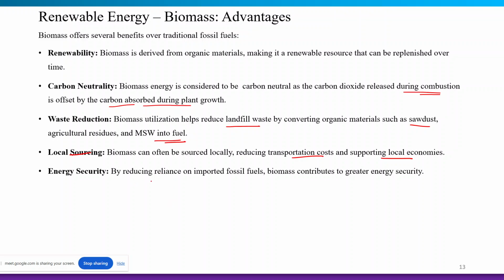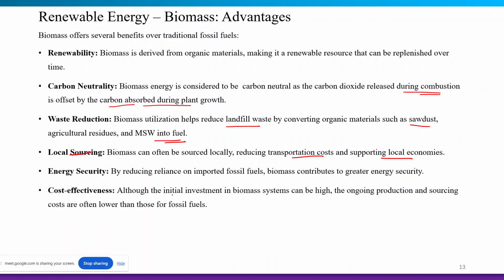Energy security also: by reducing the reliance on imported fossil fuels, biomass contributes to greater energy security. In the long term, because biomass production is happening in a locally sourced way, it gives more security because it is a sustainable way. Fossil fuel is in the process of depletion, right? The consumption is depleting it, because the source is depleting. In that aspect, biomass is a never-ending process. We are producing a lot of biomass every day, and there are many different kinds of plants we can cultivate as energy crops to sustain this process.